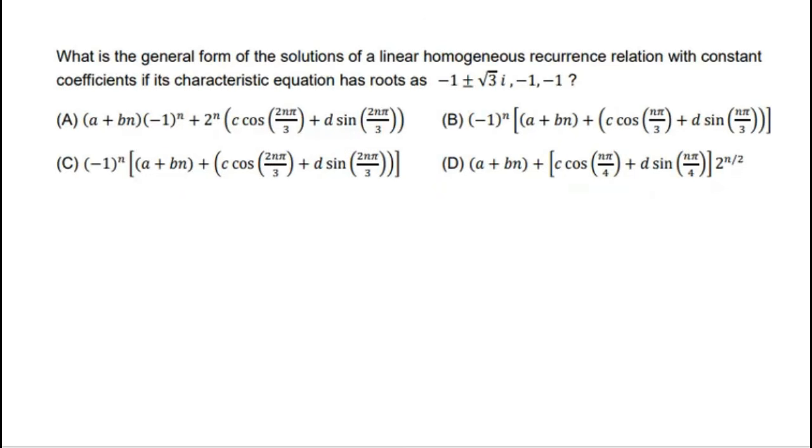Next, this again looks like a big problem, but don't worry, it is an easy problem. So they are asking to find the general form of the solution of a linear homogeneous recurrence relation with constant coefficients if its characteristic roots are -1 plus minus root 3i and then -1 and -1. So there are two repeated roots and imaginary roots always come in pairs. I think some of you can guess the answer just by looking at the options, but I want to explain to you the process. The option can be guessed easily, but I want you to be clear about the process.